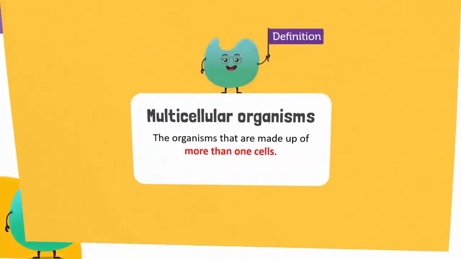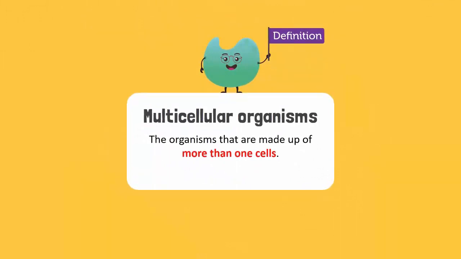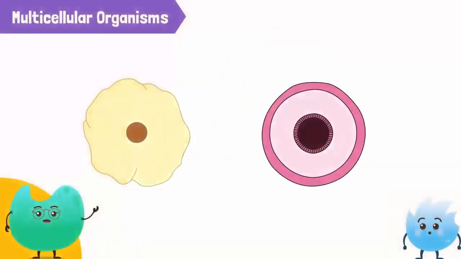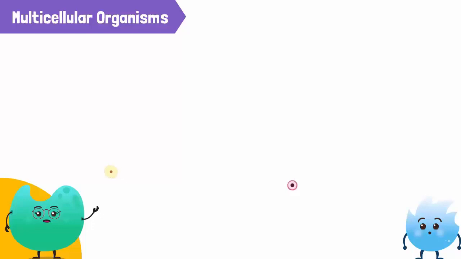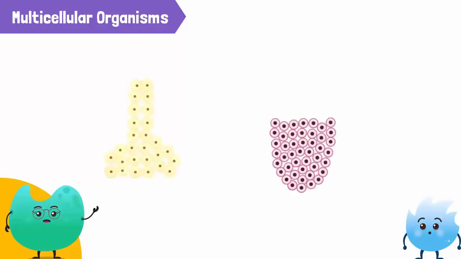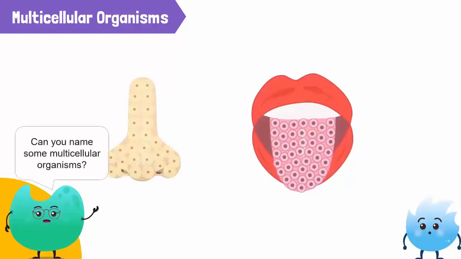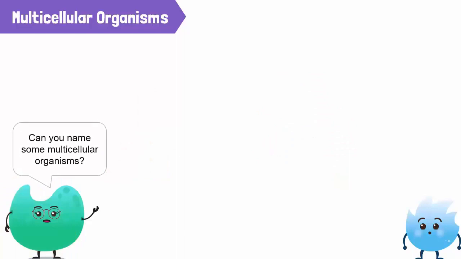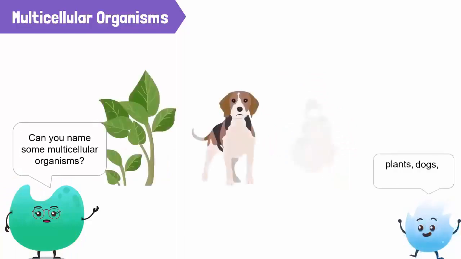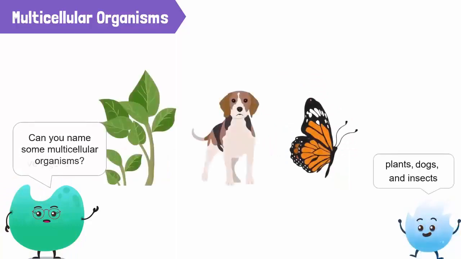The organisms that are made up of more than one cell are called multicellular organisms. Different types of cells have different functions. Many cells of the same type come together to perform the same function in a body. Can you name some multicellular organisms around you? Plants, dogs, and insects. Very good.